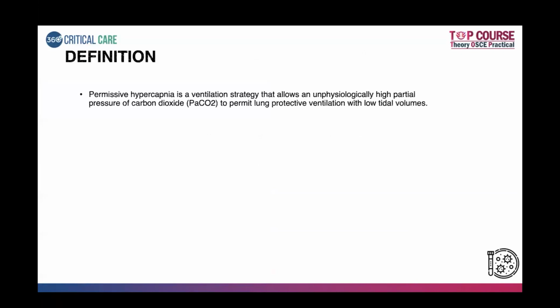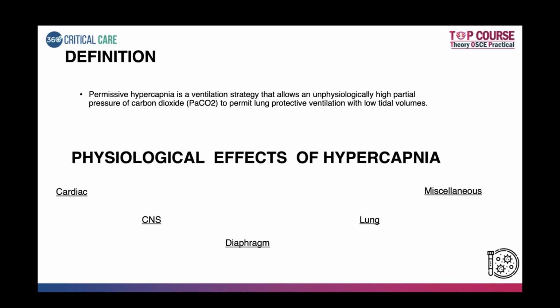So coming to the definition, permissive hypercapnia is a ventilation strategy that allows the unphysiologically high partial pressure of carbon dioxide to permit lung protective ventilation with low tidal volumes, or low minute ventilation to be more precise. The physiological effects of hypercapnia can be on various systems: cardiac, central nervous system, the diaphragm, the lung, parenchymal and vascular, and miscellaneous effects at the intracellular level and other areas also.